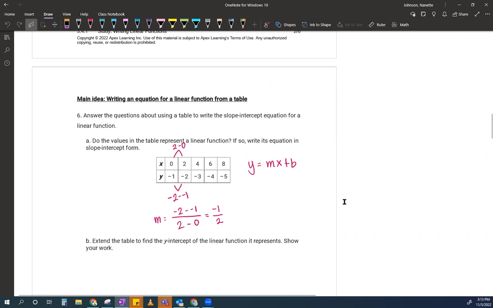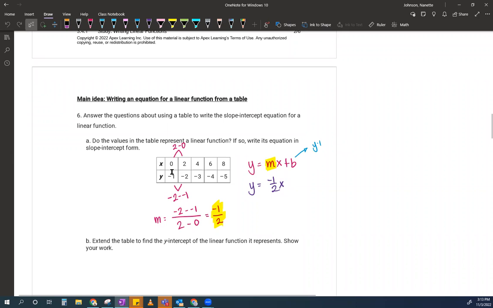Okay, so then I go, okay, well, y equals -1/2 x. Now I got to find b. Now, if you remember what b is, your y-intercept. And y-intercept means that x is equal to 0. So let me just write that little quick note down there. Y-intercept when x equals 0. Okay, so you want me to find x is equal to 0?